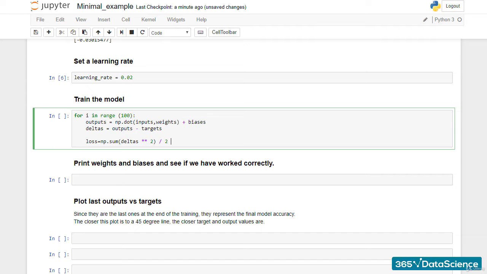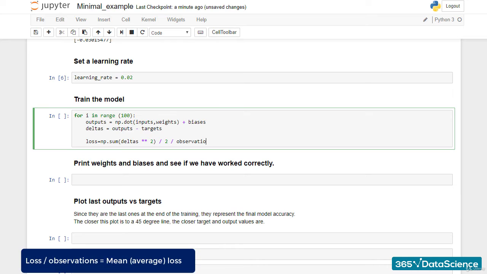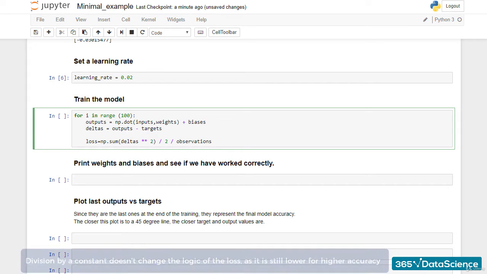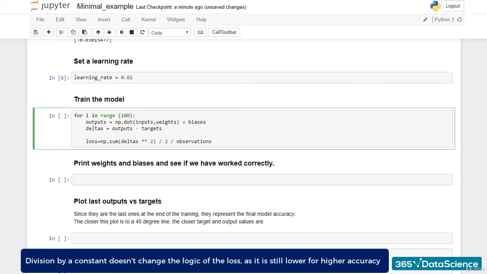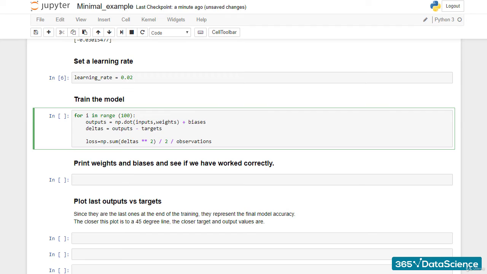Let's further augment the loss by dividing it by the number of observations we have. This would give us the average loss per observation, or the mean loss. Similarly to the division by 2, this does not change the logic of the loss function. It is still lower for more accurate results. This little improvement makes the learning independent of the number of observations. Instead of adjusting the learning rate, we adjust the loss. That's valuable, as the same learning rate should give us similar results for both 1000 and 1 million observations. Once again, that's something we'll discuss in more detail later in the course.